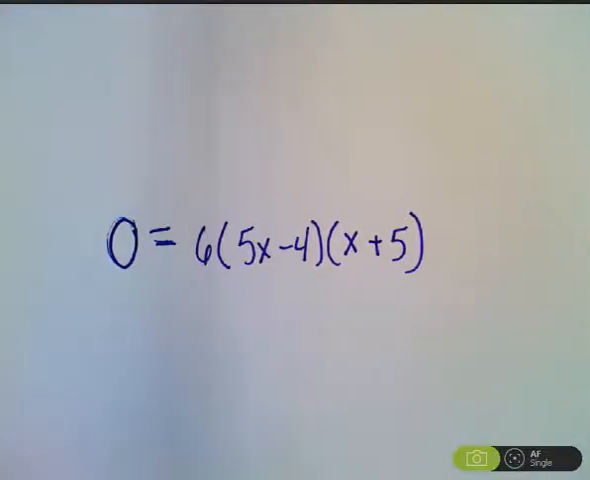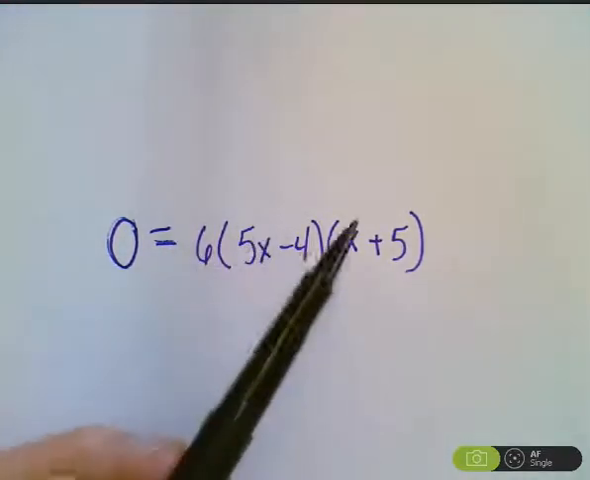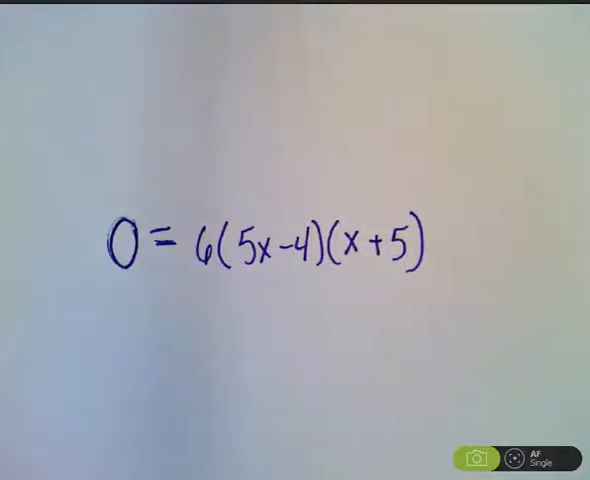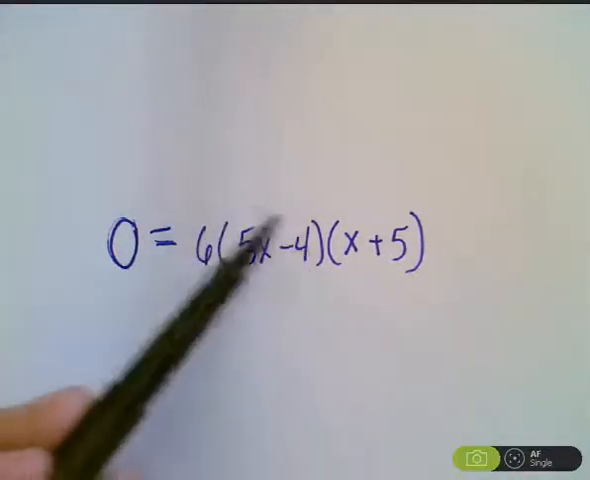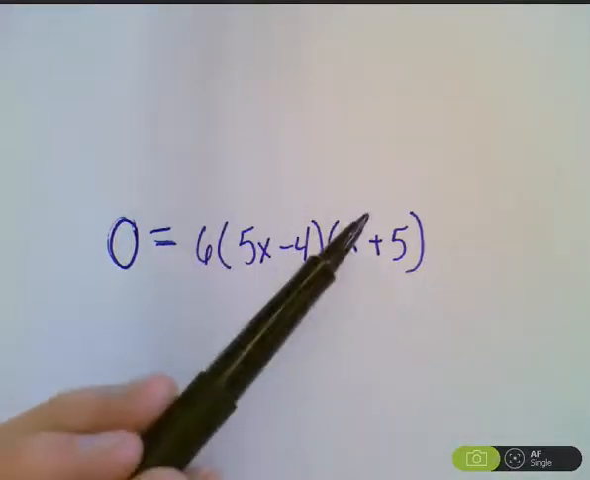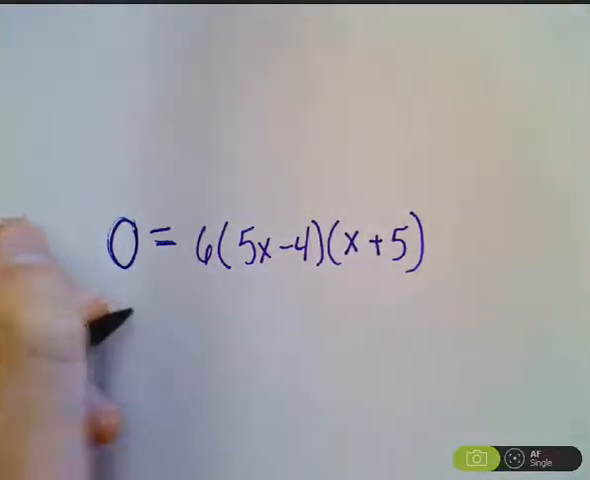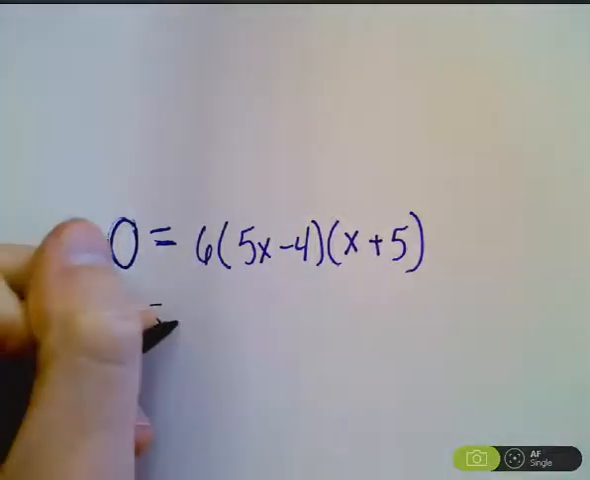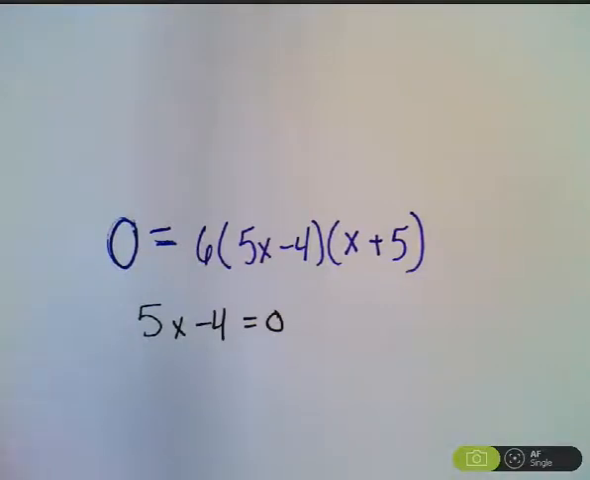So let's write our equation, and let's figure out what will make this equation equal to 0. Just to notice, this equation is 6 times 5x minus 4, which is some number, times x plus 5, which is some number. So we know that if we take 0 times a number, it's going to make the answer 0. So to find the roots, we want to know what value for x will make 5x minus 4 equal 0, and what value for x will make x plus 5 equal 0. So there's going to be two roots. So first we're going to set 5x minus 4 equal to 0 and solve for x.